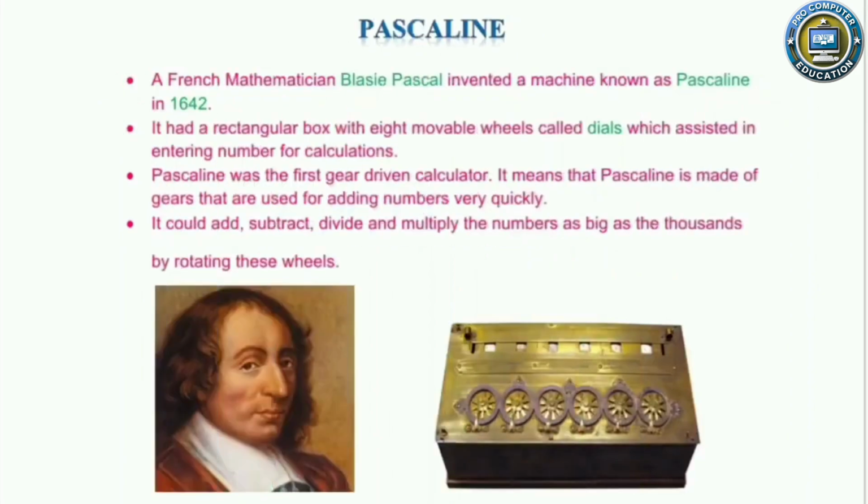And after that, Pascaline. A French mathematician, Blaise Pascal, invented a machine known as Pascaline in 1642. As you can see in this picture, he is Blaise Pascal. He invented the Pascaline. It is the most important point. Blaise Pascal invented Pascaline. Look at this picture of Pascaline. It had a rectangular box with 8 movable wheels called dials which assisted in entering numbers for calculations. Pascaline was the first gear drive calculator. It means that Pascaline is made of gears that are used for adding numbers very quickly. It could add, subtract, divide and multiply numbers as big as 1000 by rotating these wheels.